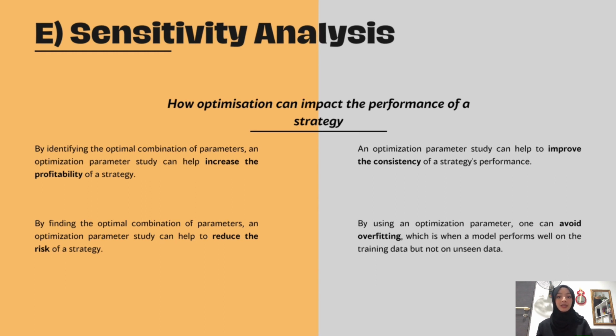How can optimization impact the performance of a strategy, you may ask? Well, by identifying the optimal combination of parameters, an optimization parameter study can help increase the profitability of a strategy. Other than that, it can help to reduce the risk of a strategy. Next, it can help to improve the consistency of a strategy's performance. And lastly, by using an optimization parameter study, one can avoid overfitting, which is when a model performs well on the training dataset but not on unseen data.